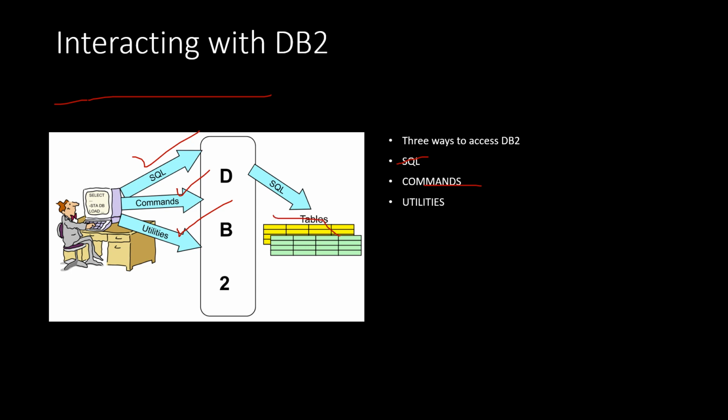And the last one is the utility. Utilities are always executed in a batch job in z/OS. Utilities are programs which perform various maintenance operations on DB2 objects.